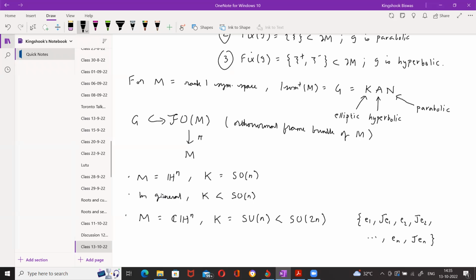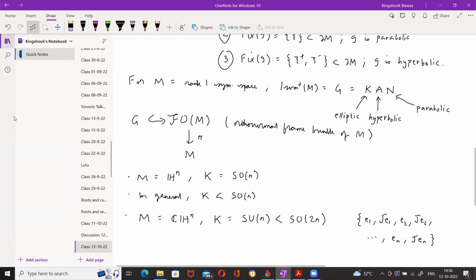These would be preserved by SU(n) because the elements of SU(n) are complex linear. They preserve the complex structure. So that's what would happen. You would look at these special frames, not all frames. So instead of the full frame bundle, you'll get some smaller frame bundle. Depending on how large K is, you'll get a smaller frame bundle.